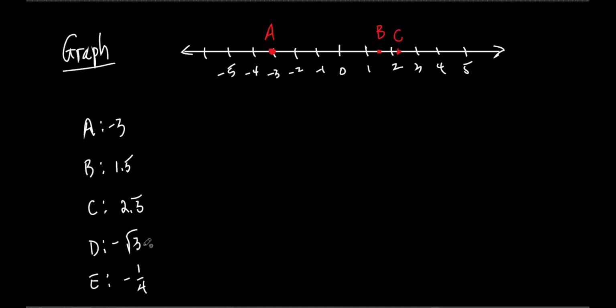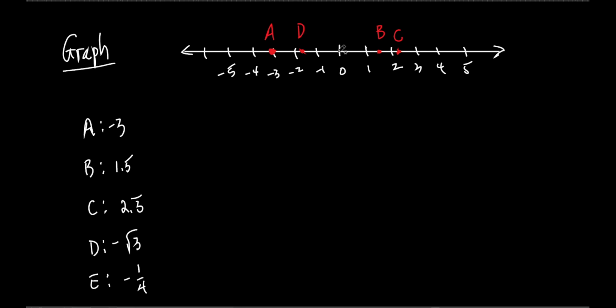Point D is negative square root of 3. What did we say square root of 3 was? 1.7 something, right? And there's no way I can get that accurate on this graph, but it is negative. So it's negative 1.7. So I'm going to go, there's -1, there's half. I'm going to go a little bit further, about right there. That would be negative square root of 3, and that's point D. Everybody with me? Yeah, simple, easy stuff.